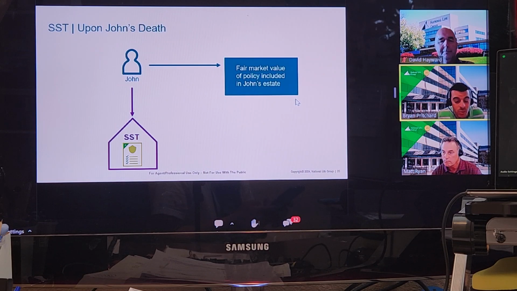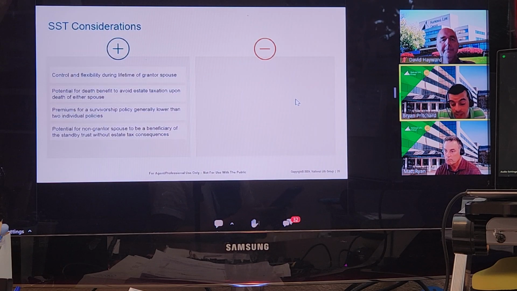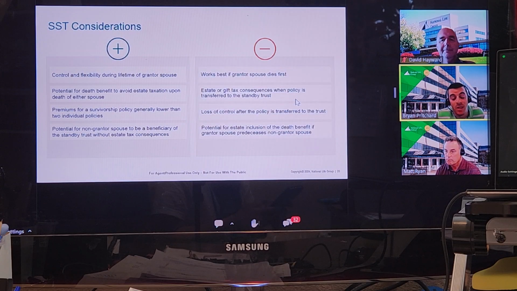So that's why we said in the perfect world, John would be the individual that passes away first. But as you can see, when we have that conversation and we talk about those, let's call them contingency plans, even if John were to pass away first, it gives them a lot of options. And when we talk about estate planning, especially for high net worth individuals, the control and flexibility that an SST, or the survivorship standby trust, provides is significant during the lifetime of that grantor spouse.